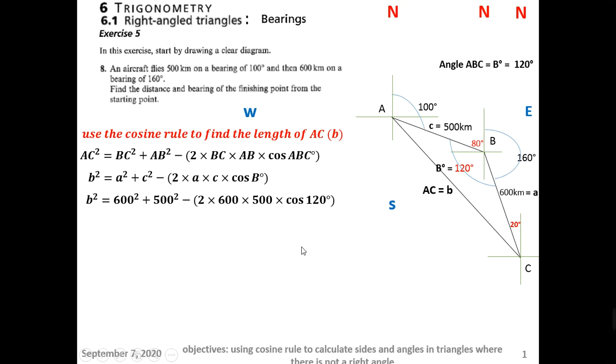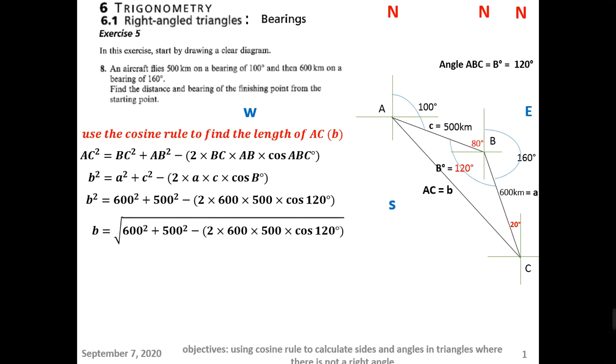Now we are trying to find the b, so that's why we're going to square root each side. So b is equal to the square root of 600 to the power of 2 plus 500 to the power of 2 minus, in brackets, 2 times 600 times 500 times cosine 120. Now this is ready to be inserted in the calculator, but we're going to leave our answer as b is equal to the square root of 910,000, and the measurement unit is kilometer, because all sides are given to us in kilometer.